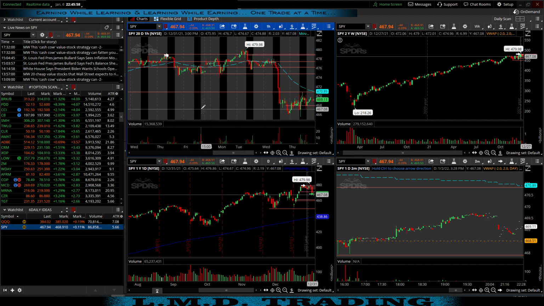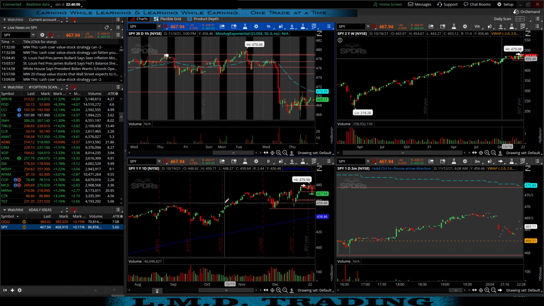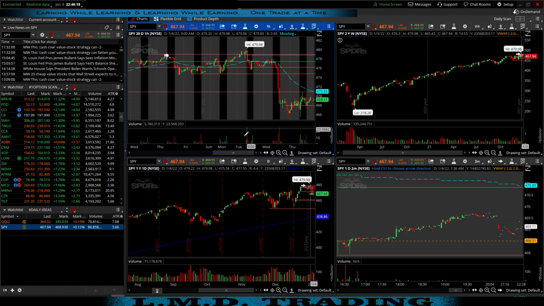Then we go over to the right and we have our charts, which is the bread and butter. This is what's going to tell us whether or not we need to look at and think about getting into a trade, and then we break it down to a smaller time frame to see if we find a pattern that can get us into a trade.